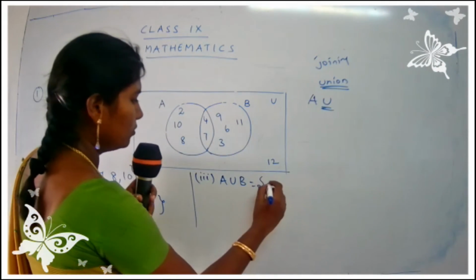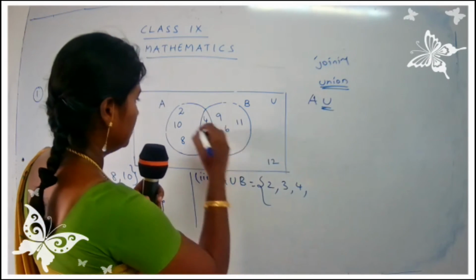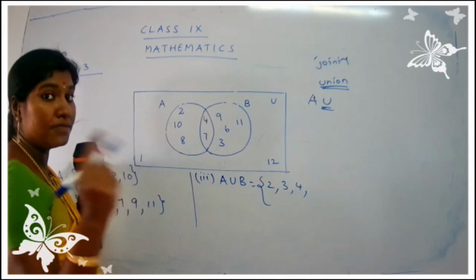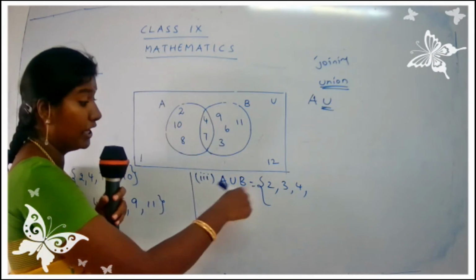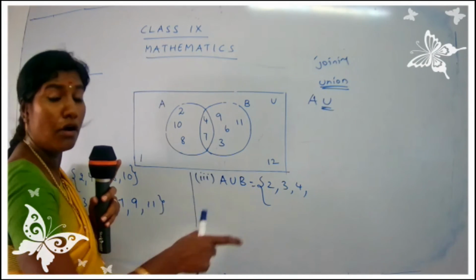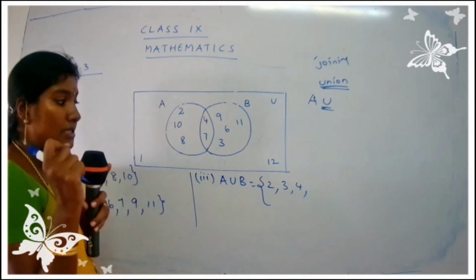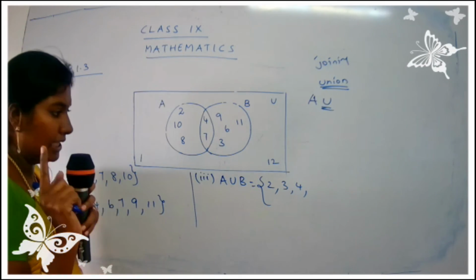So 2, 3, 4. Just go on putting it. If you have a confusion, sometimes we may miss a single member. If you miss a single member, everything goes wrong. You will get a 0 mark for the answer, because A union B means you have to write down all the members. If you miss even a single member, the whole set is wrong. So be careful when you write down the answer.